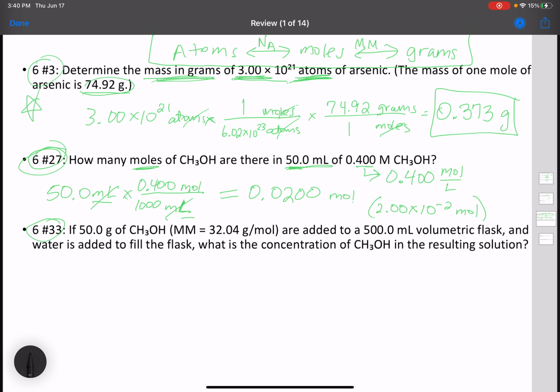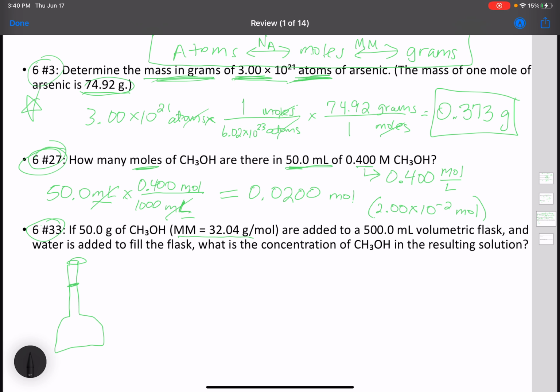Okay, number 33. If 50 grams of methanol, and it's kind enough to give us the molar mass in the problem, are added to a 500 milliliter volumetric flask, and water is added to fill the flask, what is the concentration of methanol in the resulting solution? So with long word problems, I have a hard time processing. I like to draw pictures. I'm very visual. So I'm just going to draw myself a picture.